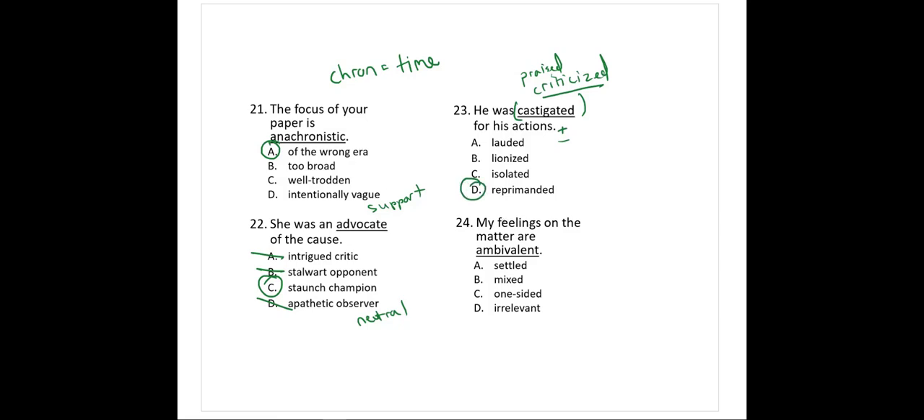My feelings on the matter are ambivalent. Settled means I know exactly how I feel. Mixed means I'm kind of uncertain, having trouble. One-sided means I know exactly how I feel, and irrelevant means they're not important. Well, ambivalent means mixed. And in fact, this is one of the most popular GRE words, so you definitely need to know this. I would say this is like top 10. Definitely top 100.